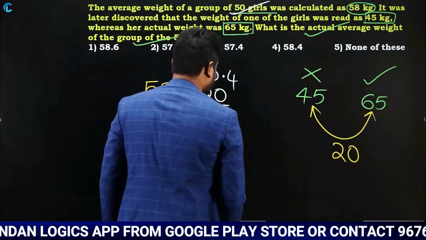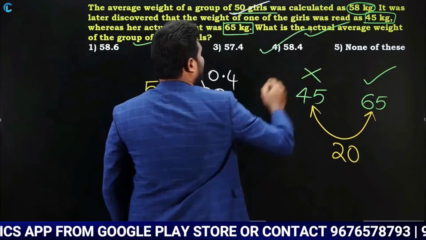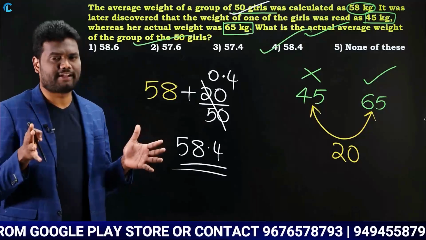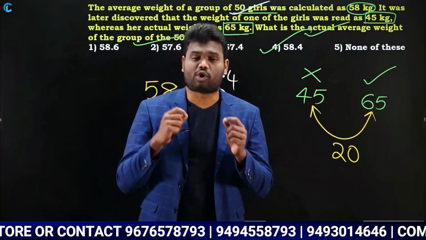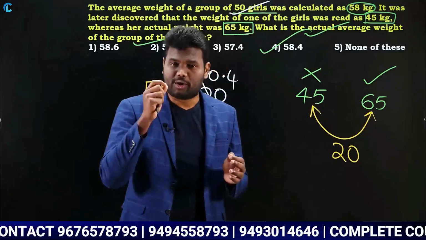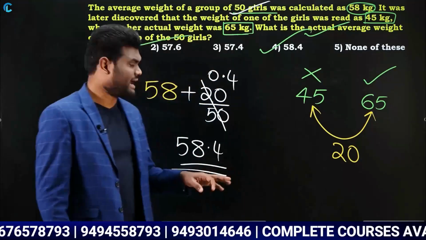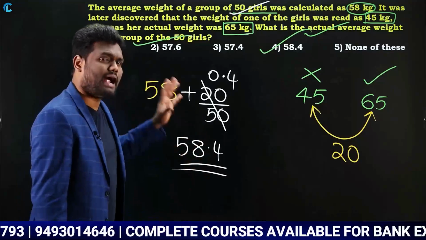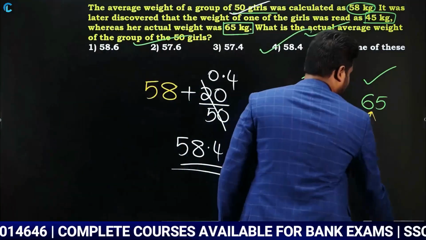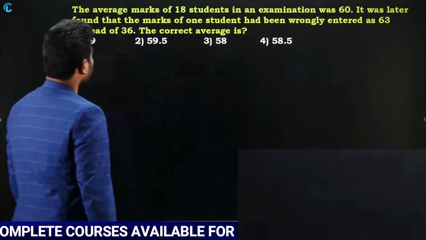Okay, very, very simple. Just read the question clearly, take the difference, and after that, if the wrong value is more, subtract. If the wrong value is less, add. But don't forget, while adding or subtracting, you need to distribute the difference and then add, or distribute it and then subtract. Let us look at the next question. What is the next question saying?